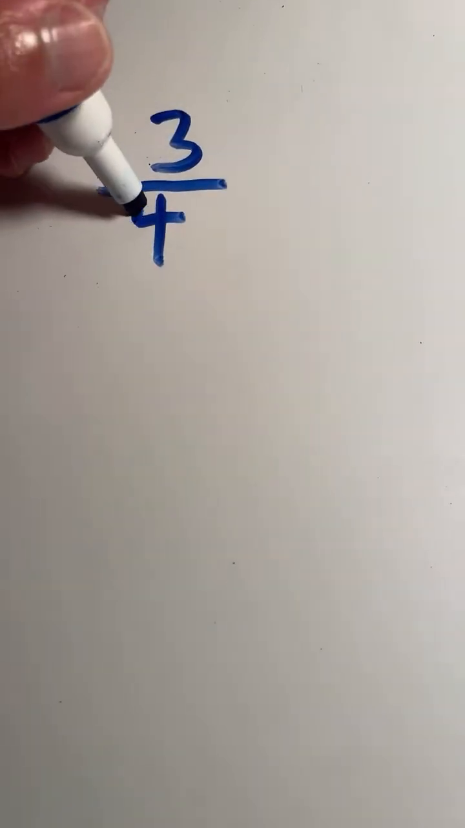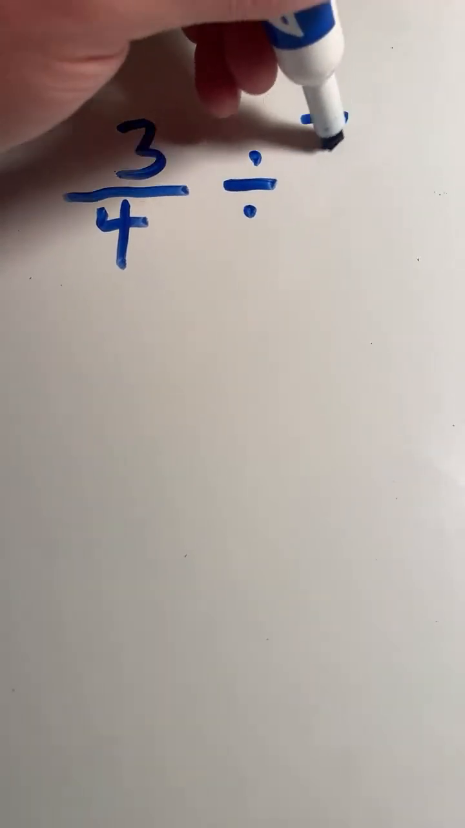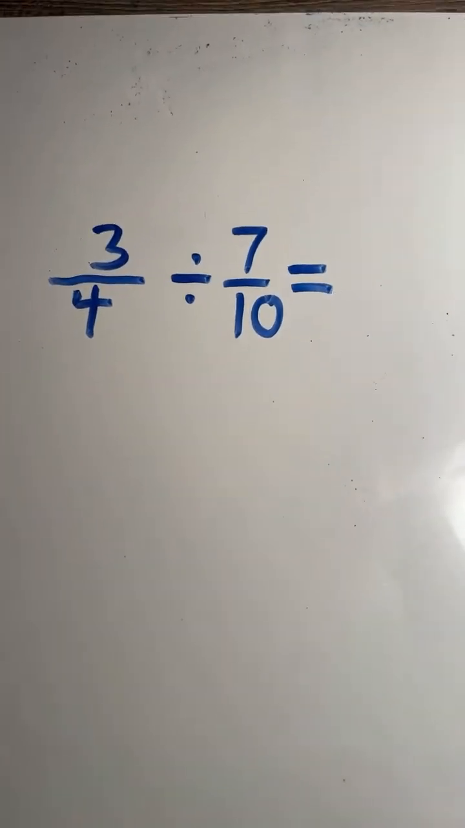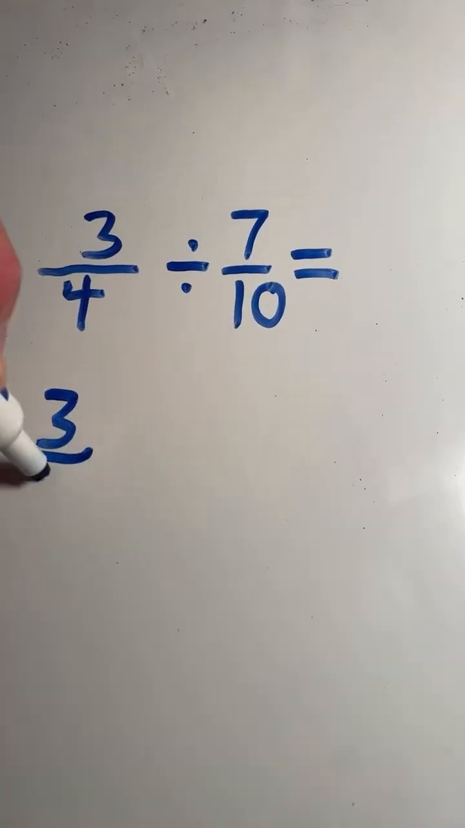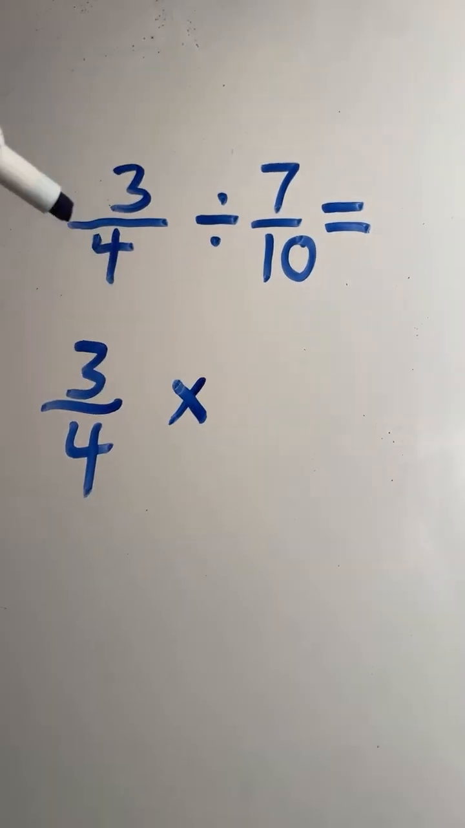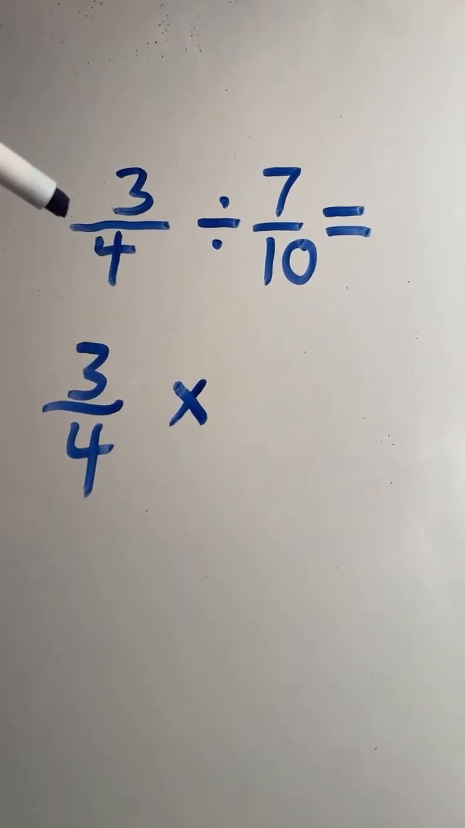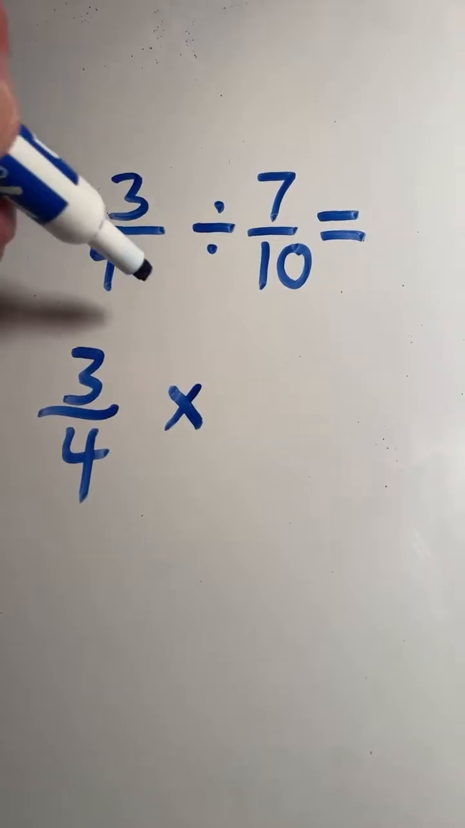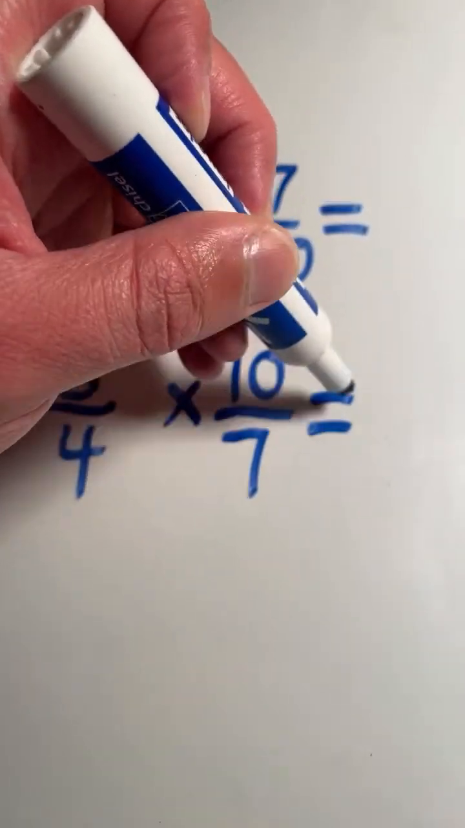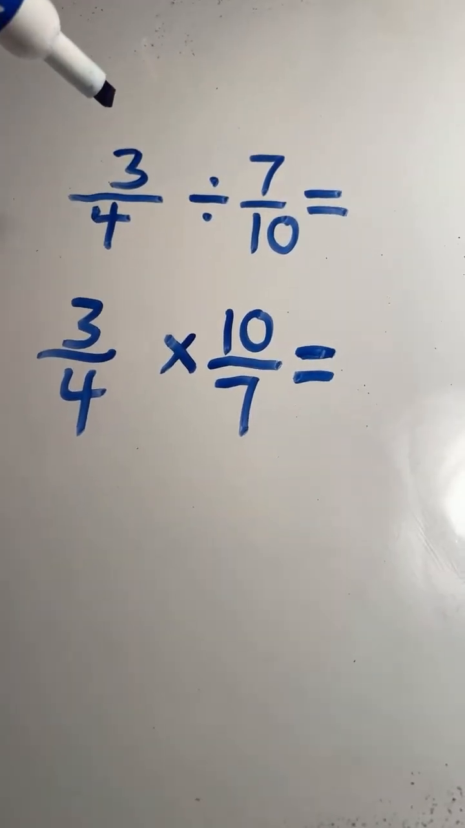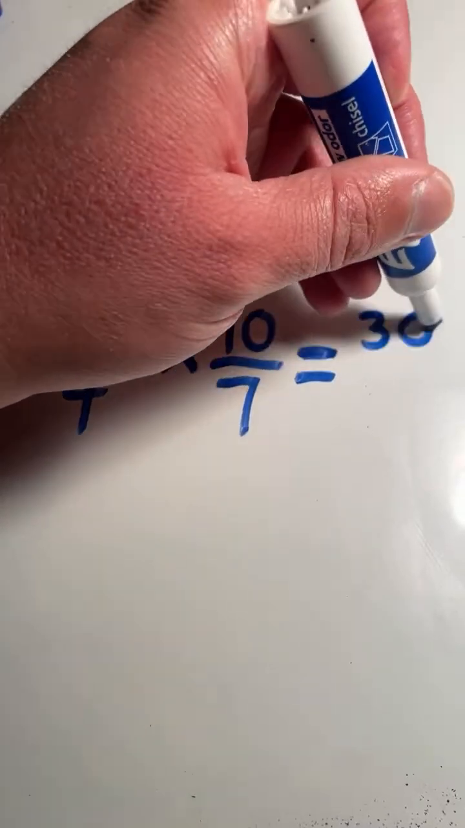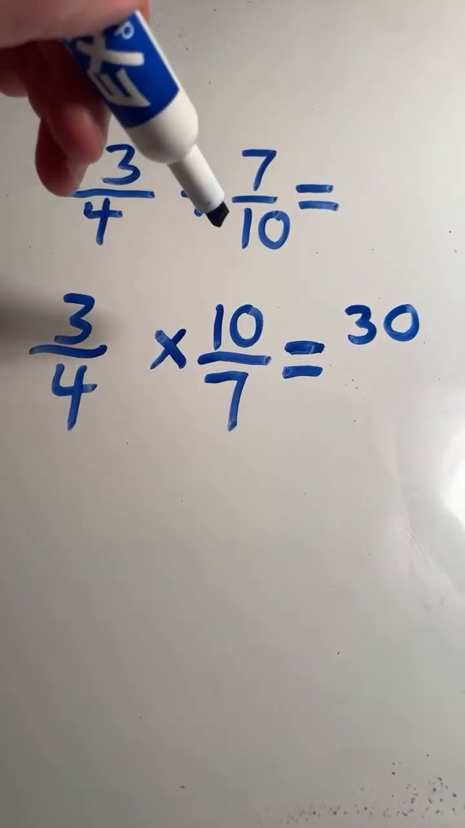So next example, we have 3/4 divided by 7/10. So step 1, we keep. Our first fraction stays the same at 3/4. Next, we change the division sign into a multiplication sign. Next, we flip the second fraction. So 7/10 becomes 10/7. Now we're ready to multiply. 3 times 10 equals 30. 4 times 7 equals 28.